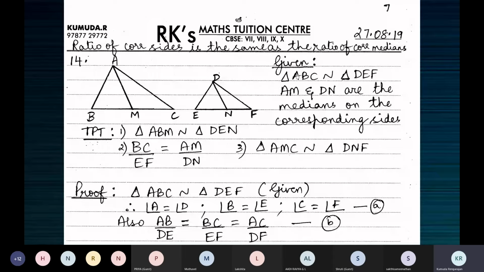So the ratio AB by DE will be equal to the ratio BC by EF will be equal to the ratio AC by DF. In two similar triangles, corresponding angles are equal and the corresponding sides are proportional. We know that. What are we going to prove now? We are going to prove that in two similar triangles, the ratio of the corresponding sides is the same as the ratio of the corresponding medians.